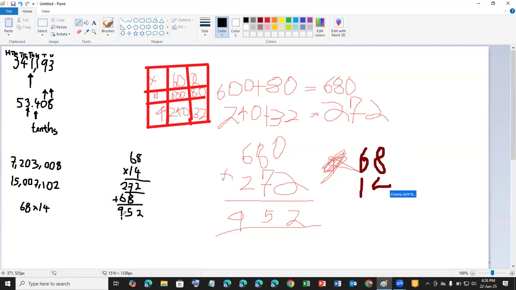You spend your precious time having to draw these squares. Exactly. Now 4 times 8, 32, carry 3. 4 times 6, 24. 24 plus 3, 27. Even if the person is a slow writer, he can beat you. Yes, yes, that is very, very true.